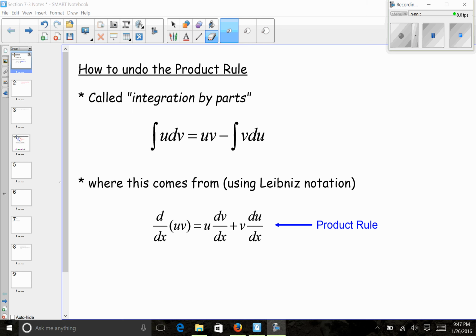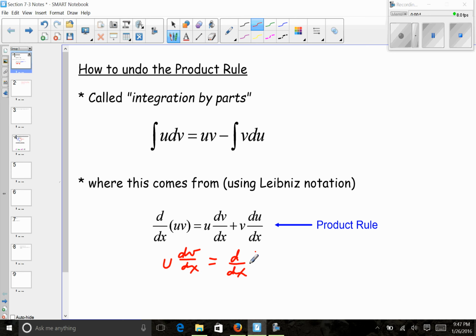And the idea here is called integration by parts, and it comes from the product rule if I were using Leibniz notation. This is just the product rule using Leibniz notation: u times the derivative of v plus v times the derivative of u. If I isolate the u times dv dx, I have u times dv dx equals the derivative of u times v minus v du dx.